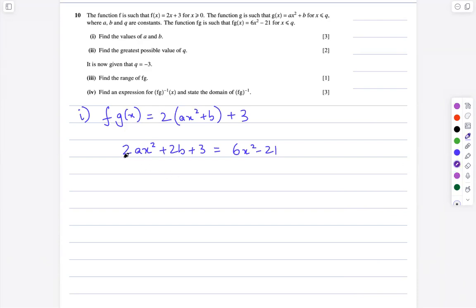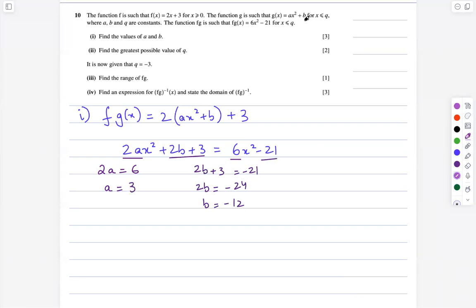Now, comparing the coefficients, on the left-hand side, the coefficient of x squared is 2a. On the right-hand side, it is 6. So 2a will be equal to 6 and a will be equal to 3. The constant term on the left-hand side is 2b plus 3, so we can write 2b plus 3 equal to minus 21. So taking 3 to the right-hand side, this will be 2b equals minus 24 and b will be equal to minus 12. So the values of a and b are a equals 3 and b equals minus 12. In part 2, we have to find the greatest possible value of q.